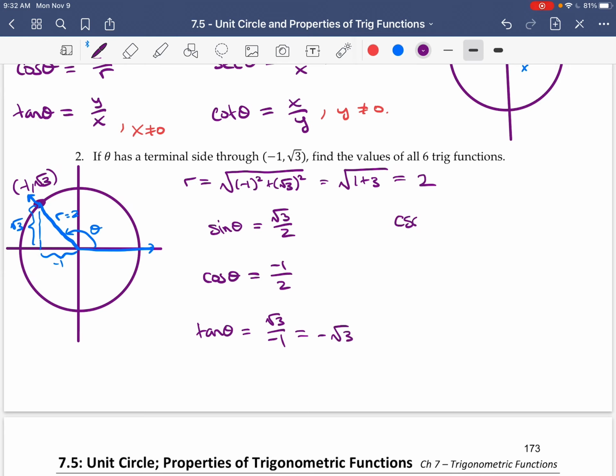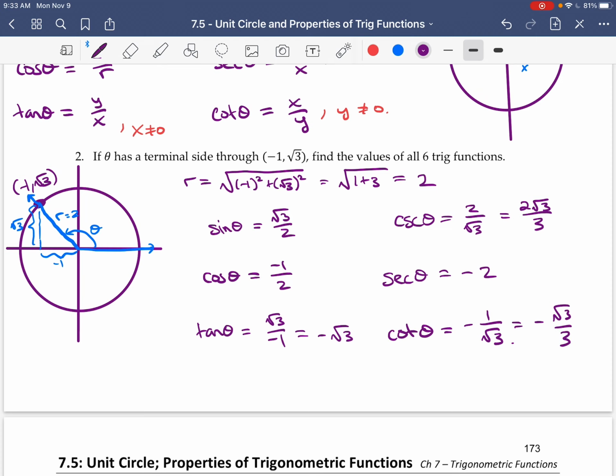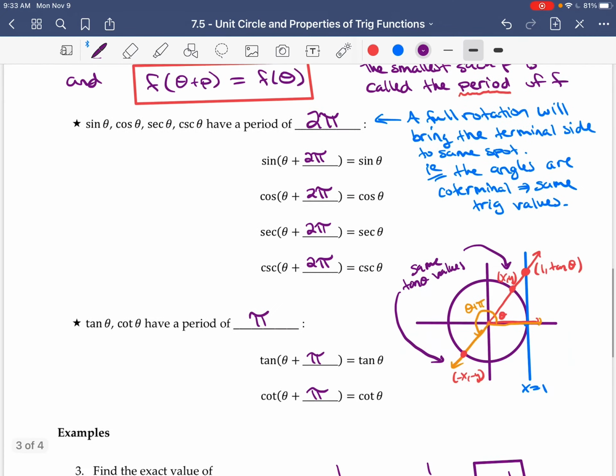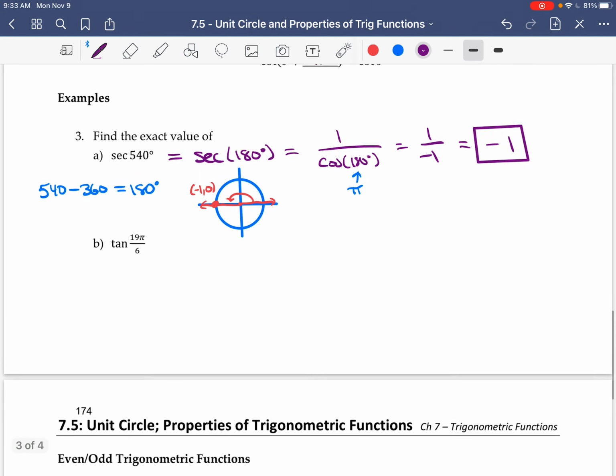And then cosecant theta is the flip of sine theta, so that's 2 over root 3, or 2 root 3 over 3 if you rationalize the denominator. Secant theta is going to be -2 over 1, or -2. And cotan theta is going to be -1 over root 3. And again, if you want to rationalize, that's -root 3 over 3. So that's that one.